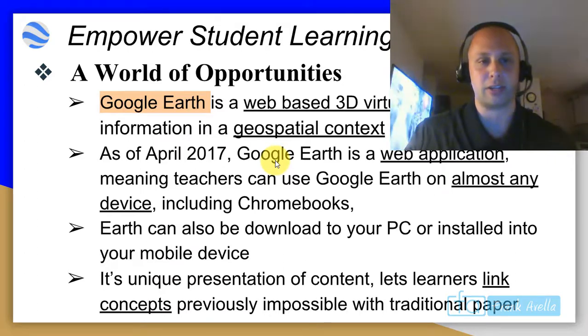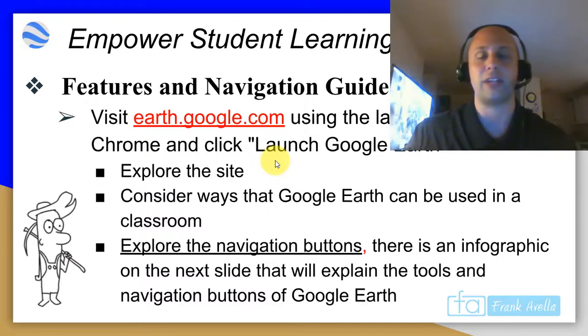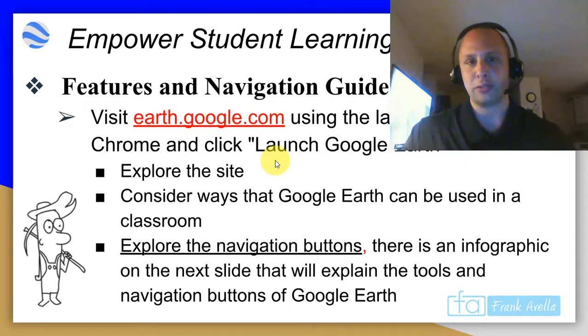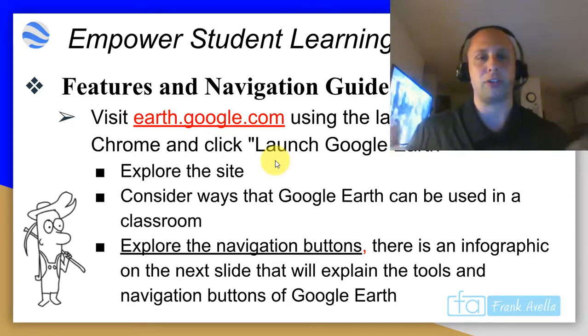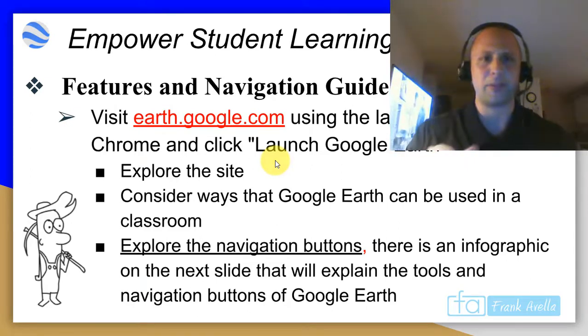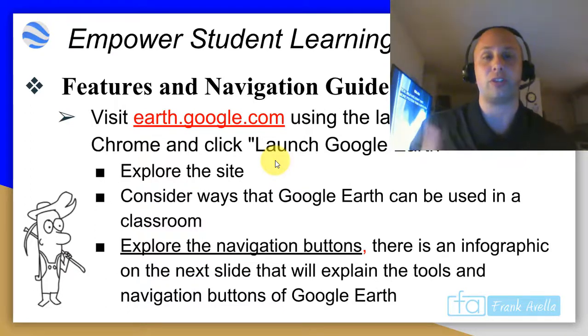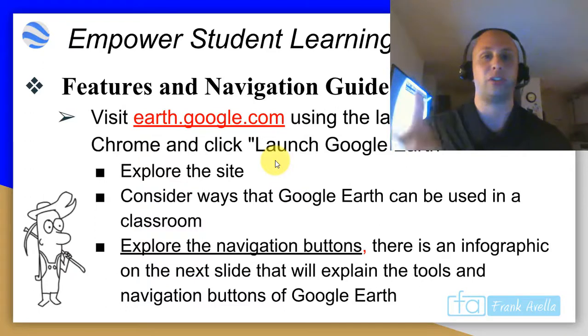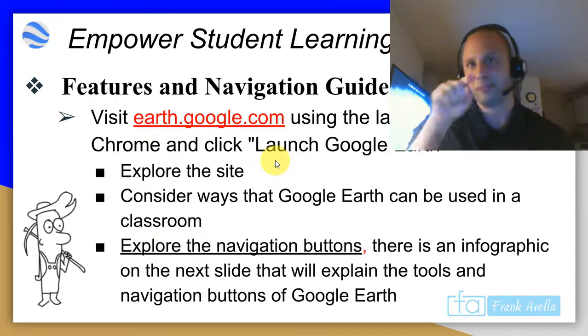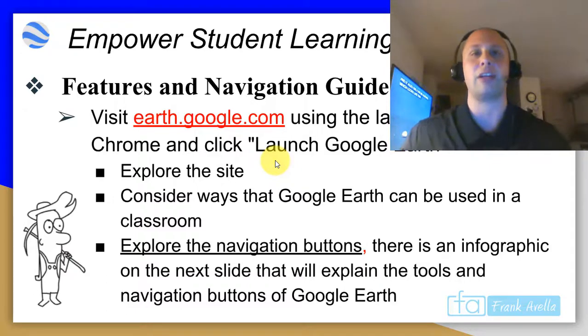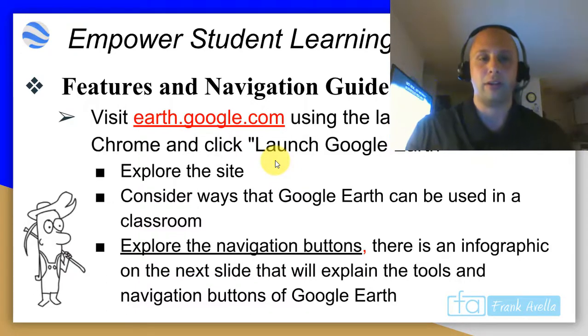All right, let's go to the next slide. Features and navigation guide. Visit Google Earth at earth.google.com, and the first thing you're going to do is press launch. Then you want to explore the site. Consider ways that Google Earth can be used in your classroom. So here's what I want you to do: go to earth.google.com, click launch, explore it a little bit, and ask, how can I use this in my classroom? How's this going to help me out? Explore the navigation buttons, see what they are, and play around with them.